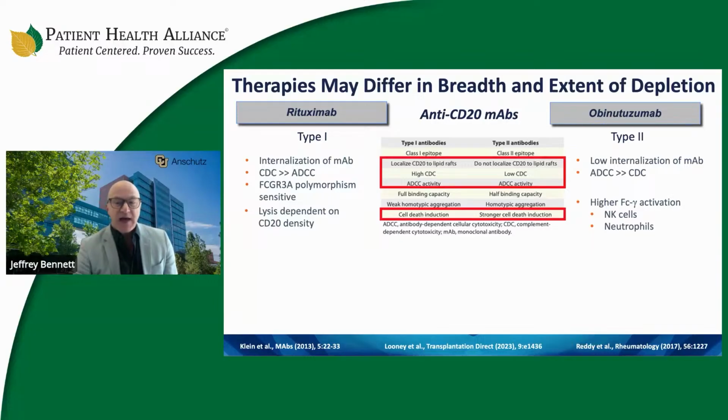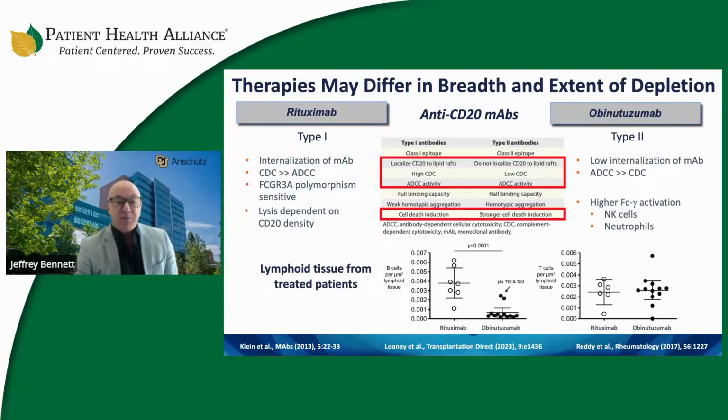And when these two antibodies were used in a pre-dose renal transplant regimen, the obinutuzumab showed significant reduction in the amount of residual B cells in lymph nodes that were harvested from these patients compared to rituximab, while T cell depletion was not observed with either therapy, indicating better potential tissue penetration and lysis with an ADCC predominant antibody.